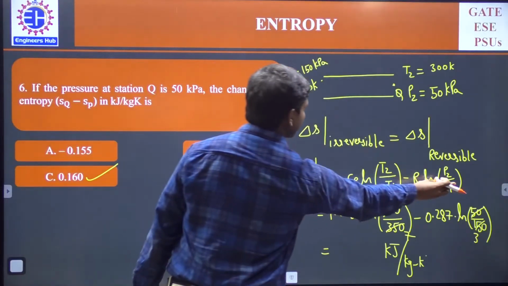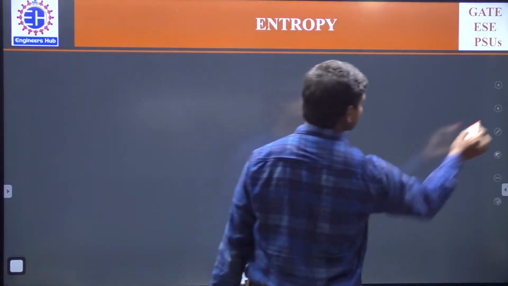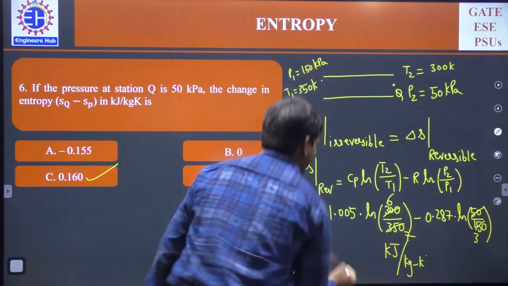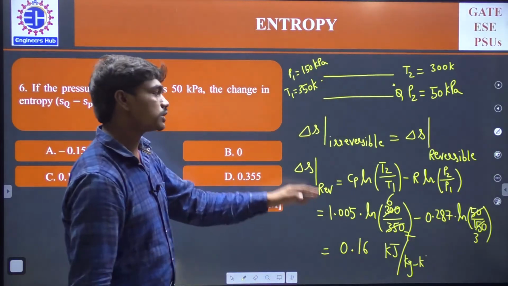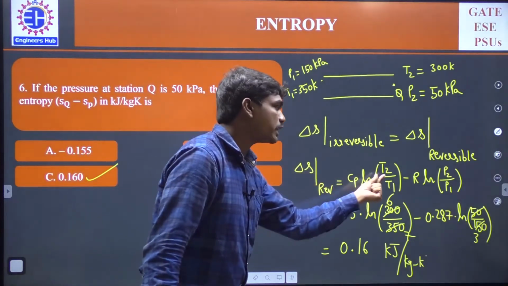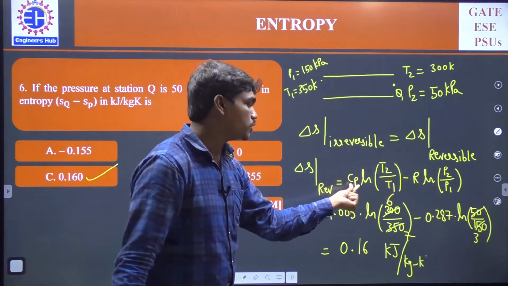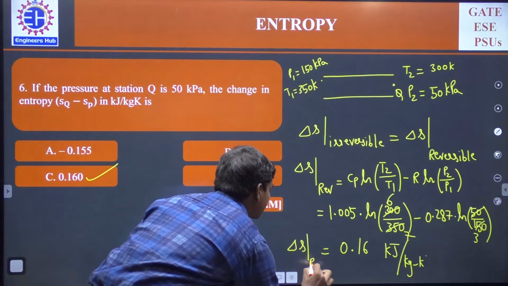Vamsi, whenever I am using the pressure ratio, it's Cp here. So please check. See carefully, Vamsi. In the formula that we deduced in the last class, we have Cp ln T2/T1 minus R ln P2/P1. Whenever we have the pressure ratio here, we are using Cp here. So this is the total delta S for a reversible process.